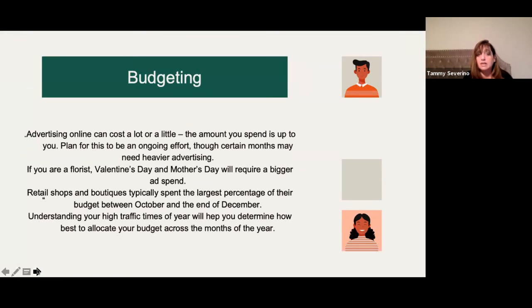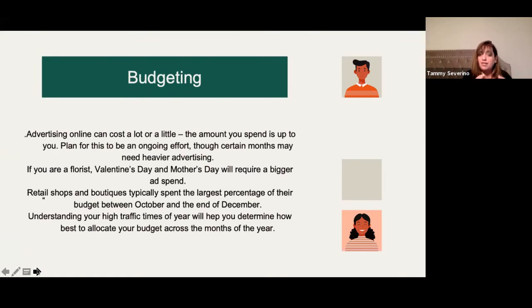So advertising online can cost a lot. It can cost a little. The amount of the spend is up to you. So if you're planning for this to be an ongoing effort, you want to calculate it across however many months a particular campaign might be. And you may also want to consider, if you're a retail operation, you may want more advertising in the fall during holiday season. If you're a florist, then around Valentine's Day and Mother's Day, which are the two biggest days of the year for that, you're going to want a bigger ad spend then.